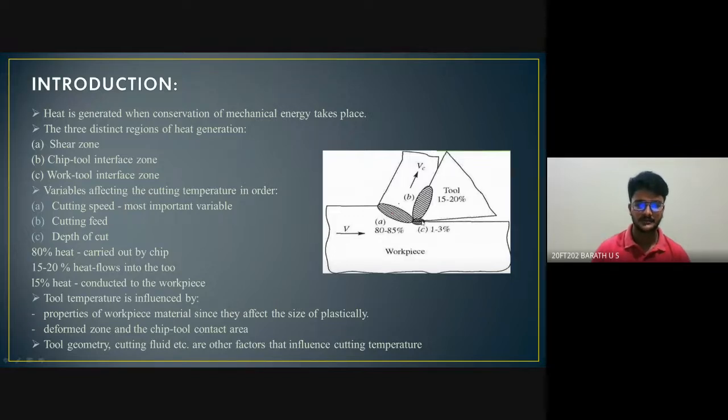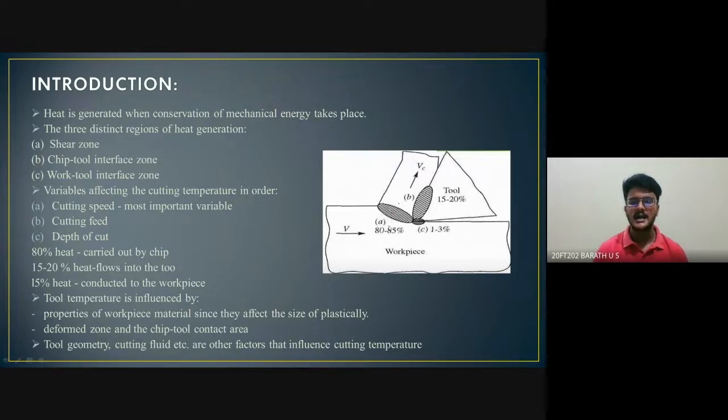Heat is produced by the friction of two metals. Between the tool and the chip, some heat is generated. In the rubbing area of the tool and workpiece, some amount of heat is also generated. In the thermal aspects of this process, heat is generated in three places.